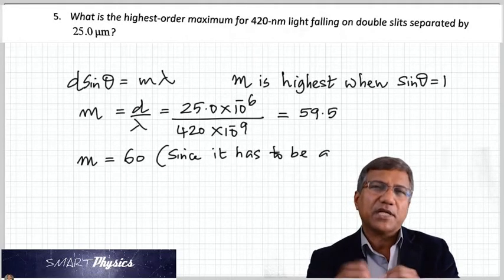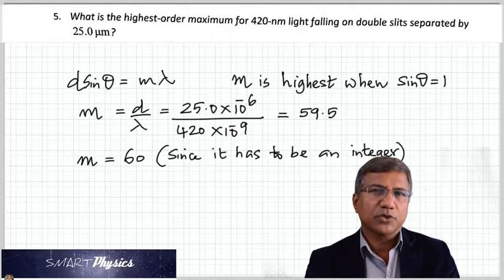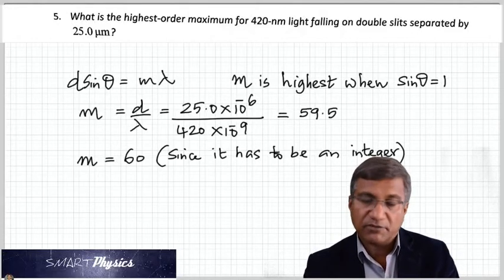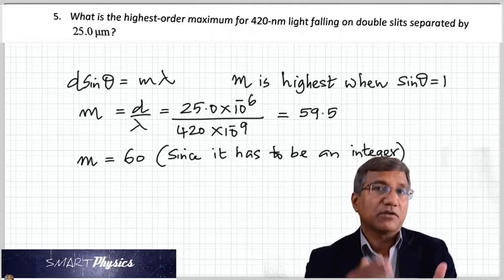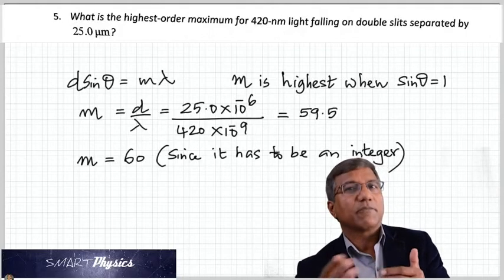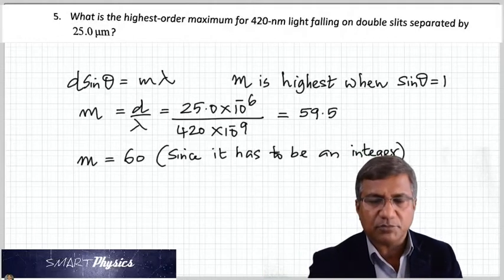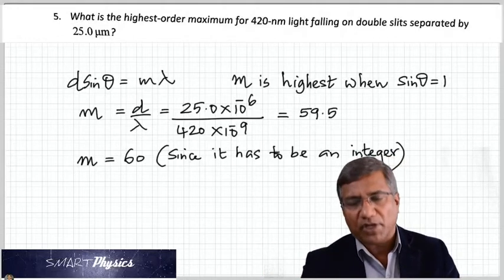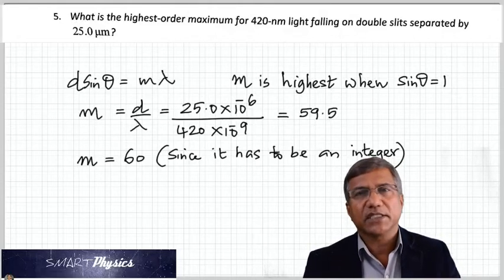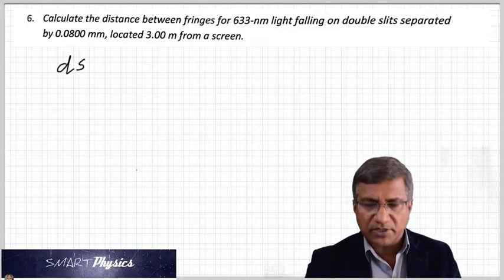But you see, m cannot take decimal values. It can only take integral values. So you round it and say the highest order maximum that can be seen should be 59, because you only see 59 and a half. The highest complete order that you see is 59. You only see half of the 60th. So technically the answer should be 59. It'll be okay if you give 60, as long as you understand that m can only take integral values.